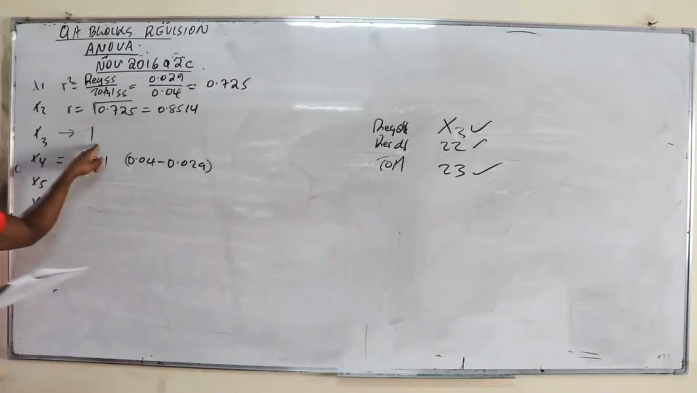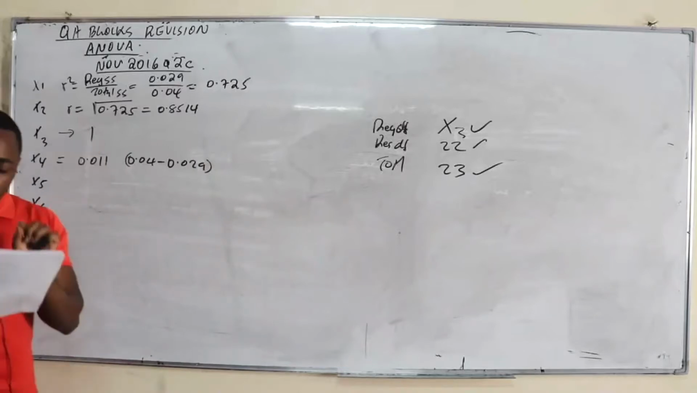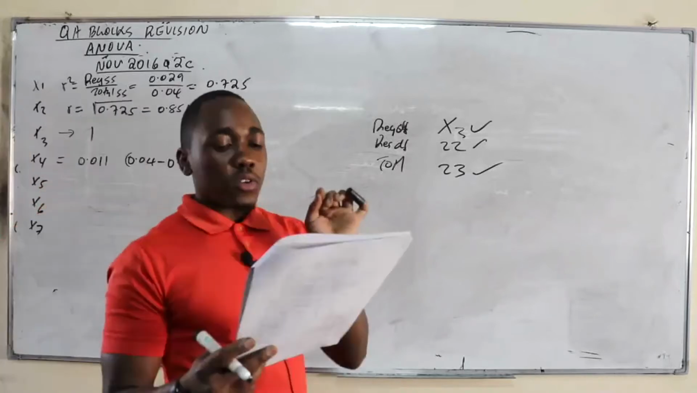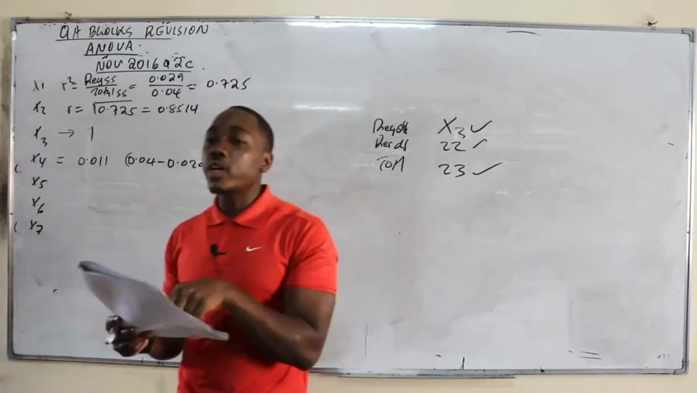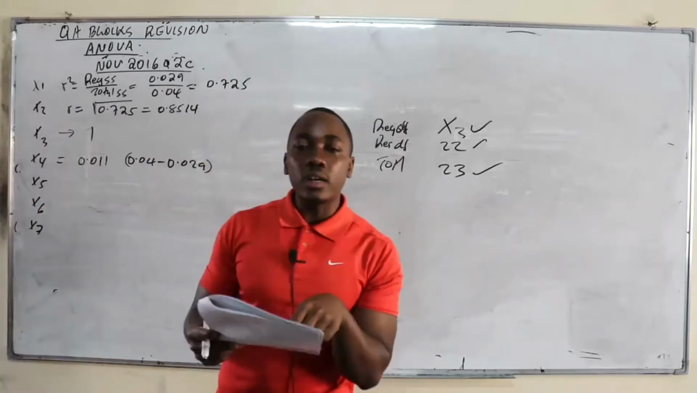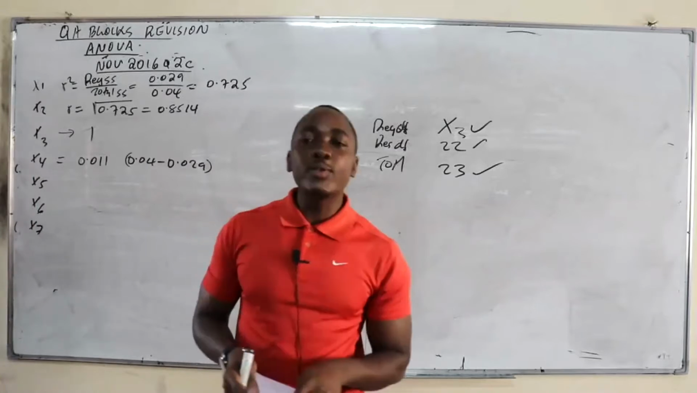X3 is 1. So I want you to take this. Sum of square for regression is how much? 0.029. You divide by degrees of freedom, which is 1. What do you get? 0.02? That's how you get it.